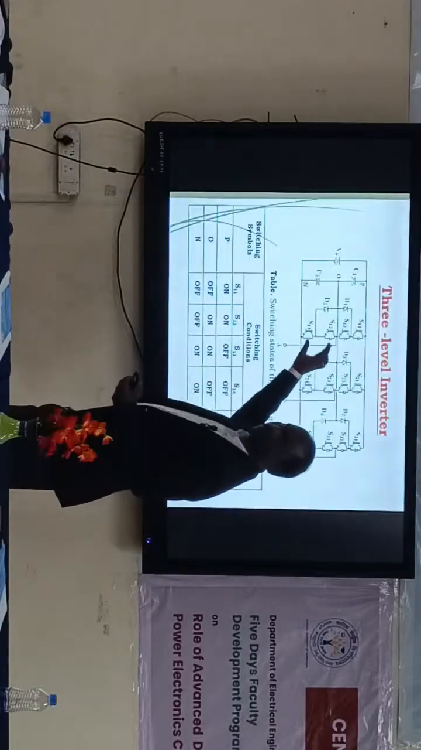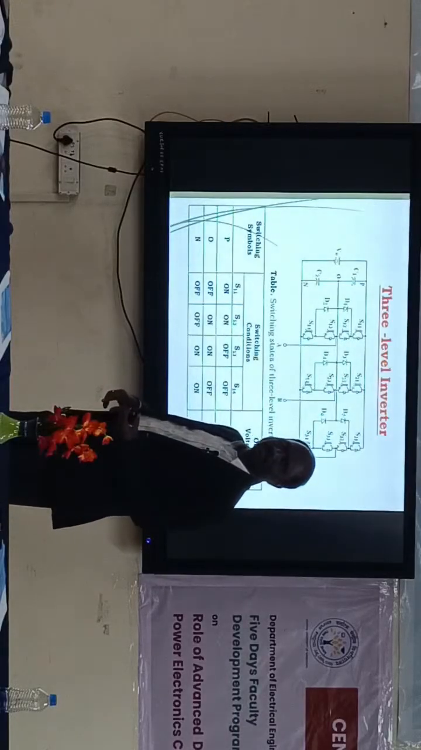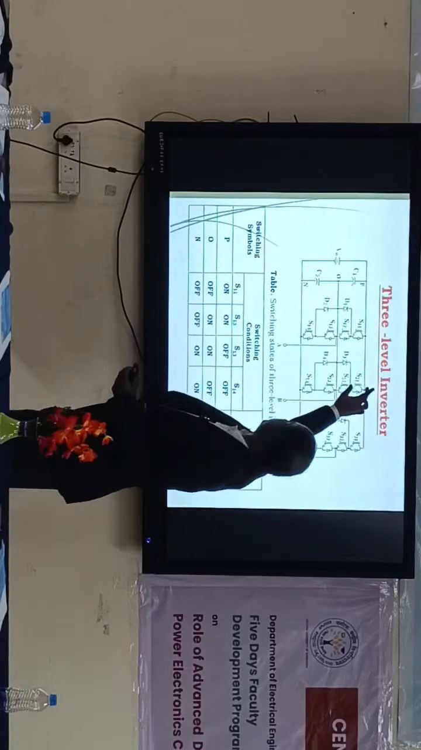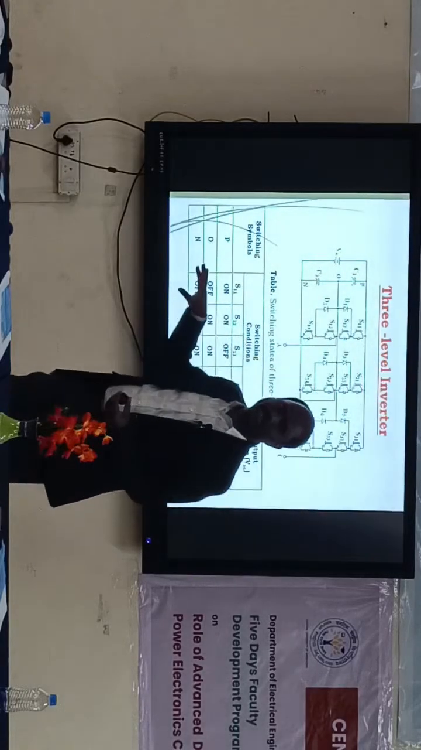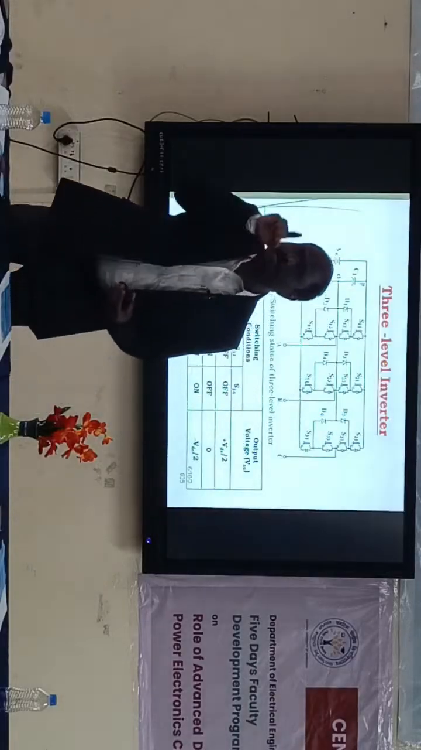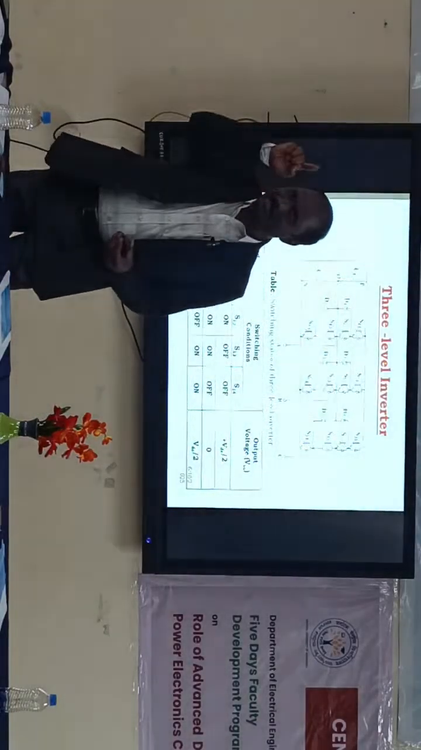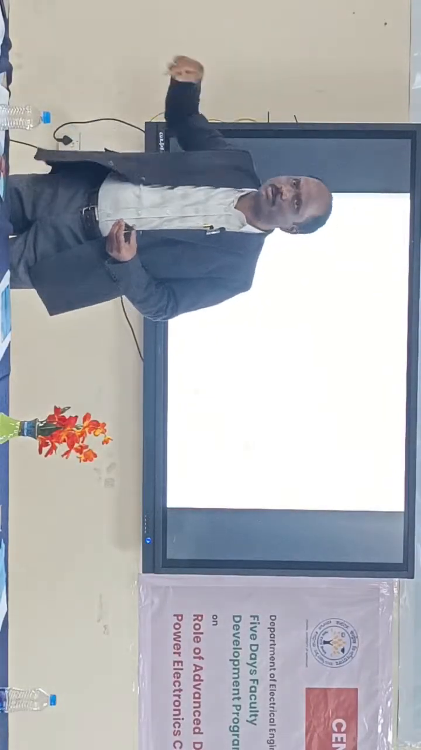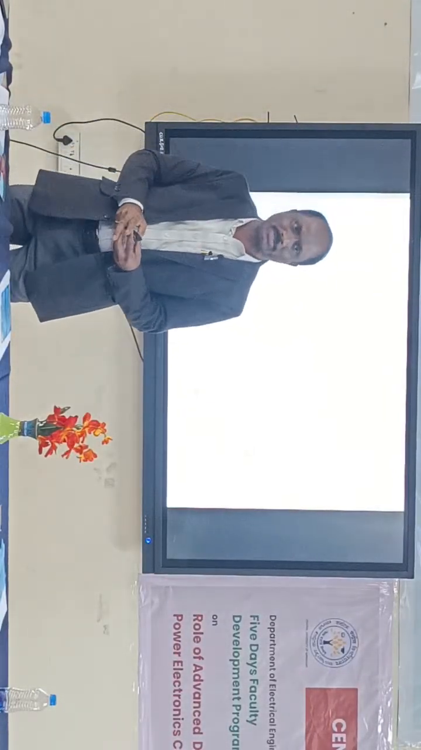Here 4 and 4, 4 and 4. 7-level inverter: 6 top, 6 bottom, 6 top, 6 bottom. Like that. It is called a 3-level inverter because you get the inverter output voltage at 3 levels. When the levels increase, it is like steps, so that it approaches towards the sine wave. That is the purpose of the multilevel inverter.